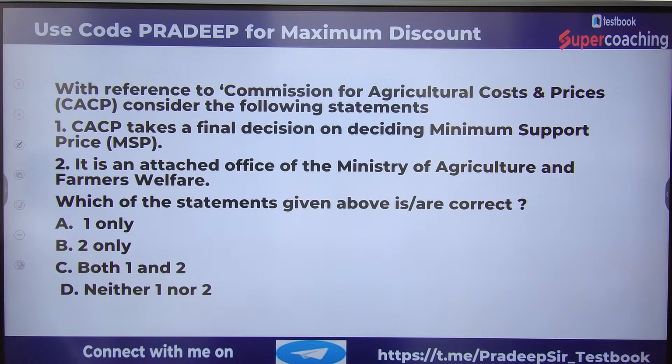Let me read it for you. The question is, with reference to the Commission for Agricultural Costs and Prices (CACP), consider the following statements. The very first statement is that the Commission for Agricultural Costs and Prices takes the final decision on deciding minimum support price. Second statement is, it is an attached office of the Ministry of Agriculture and Farmers Welfare. Which of the statements given above is or are correct? Your answer should be A if 1 is only correct, B if 2 is only correct, C if both 1 and 2 are correct, and D if no one is correct.